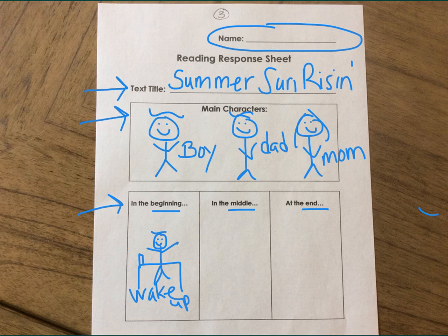In the middle of Summer Sun Rising, he was working with his dad on the farm. So I'm going to draw a quick sketch of the boy and his dad on the farm. I'll draw some grass to show. My word is going to be working. You can write more than one word if you want to.